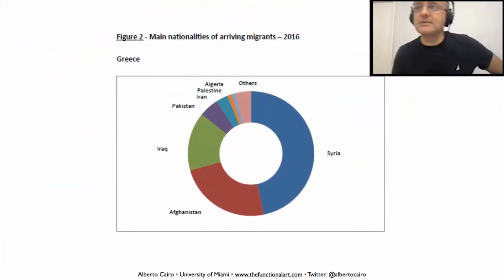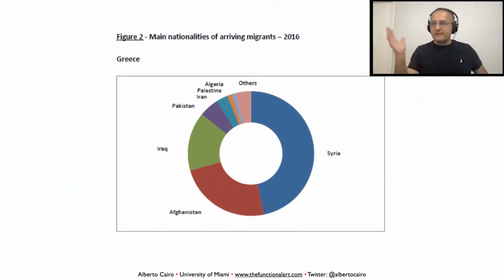Quick example. This is a chart that was designed by the European Commission a few years ago. It doesn't really matter what it represents, but it represents migration towards Greece. Of all the migrants who arrived in Greece in 2016, which countries did these migrants come from? It's a pie chart showing the total and then the portions of that total.